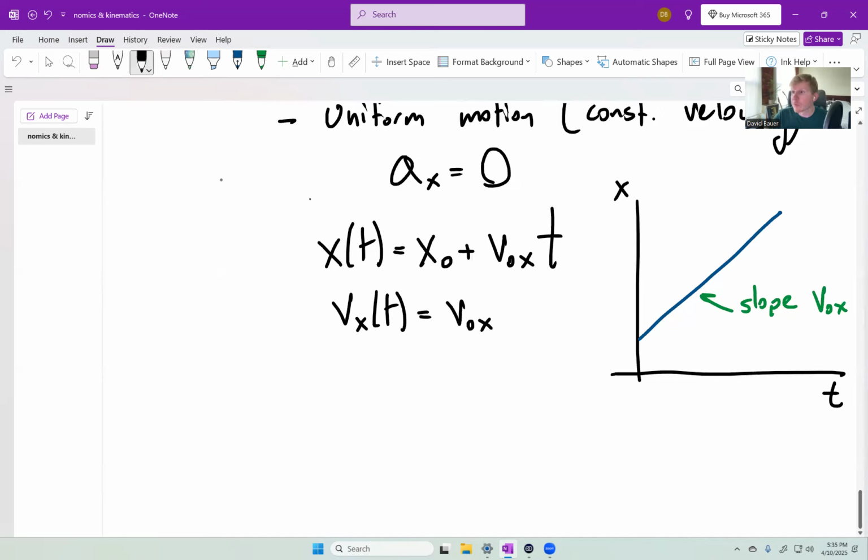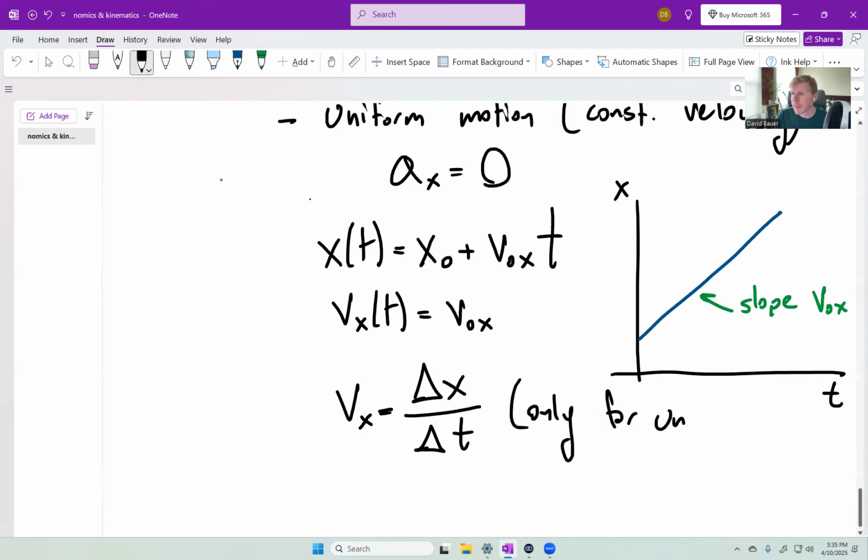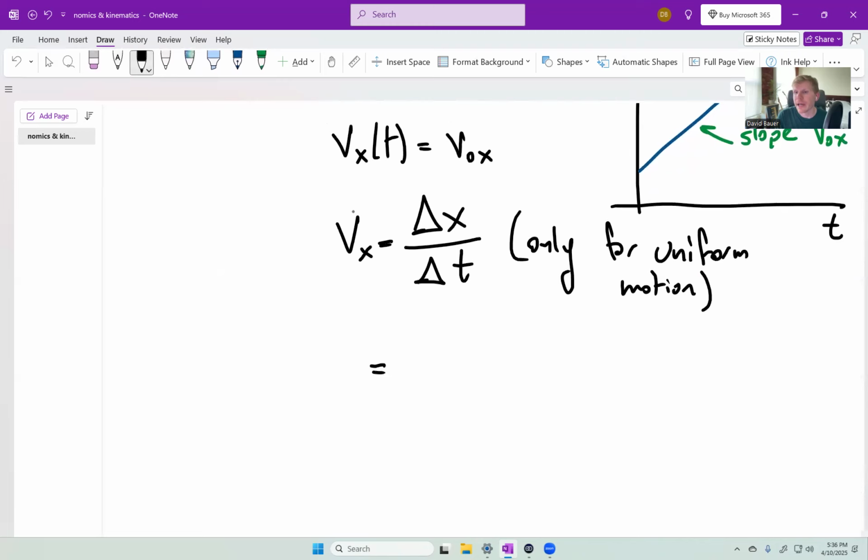Okay. So for this particular case, for the case of uniform motion, if I want to calculate what the x component of the velocity is, I can just take rise over run, right? That's not true in general. If I have an acceleration, then v sub x will not be equal to delta x over delta t. I would have to write it as dx dt. Okay, this is always true.